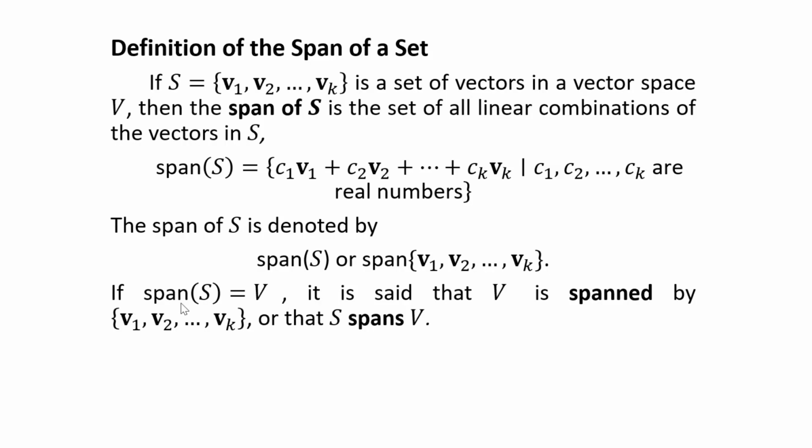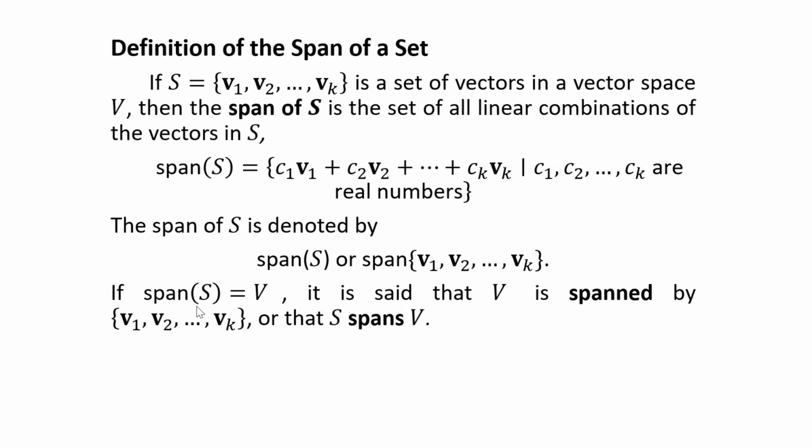So if span of S is equal to V, it is said that V is spanned by this set containing v sub 1, v sub 2, v sub k, or we say that S spans V.